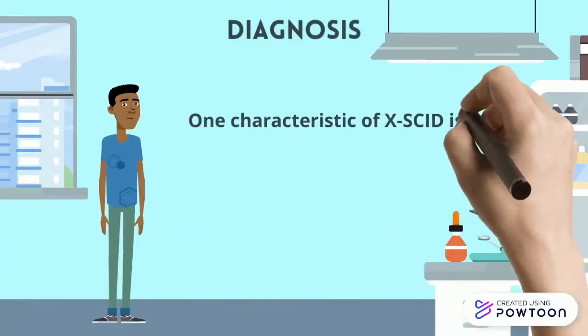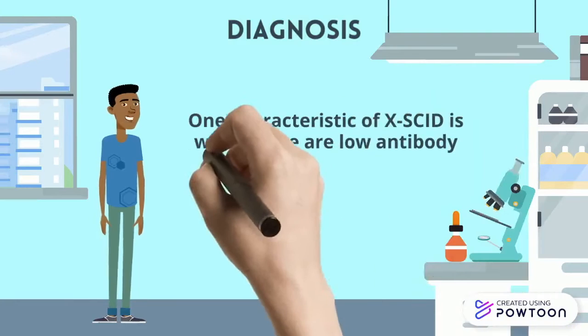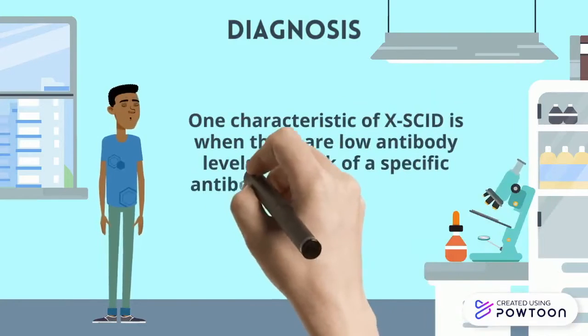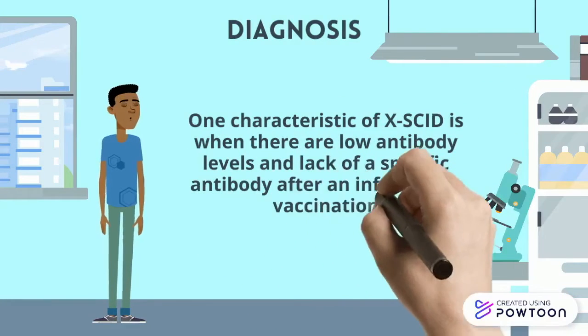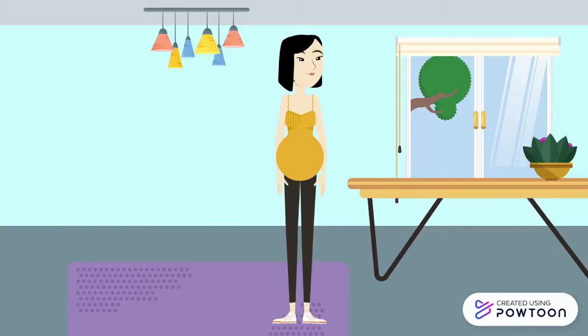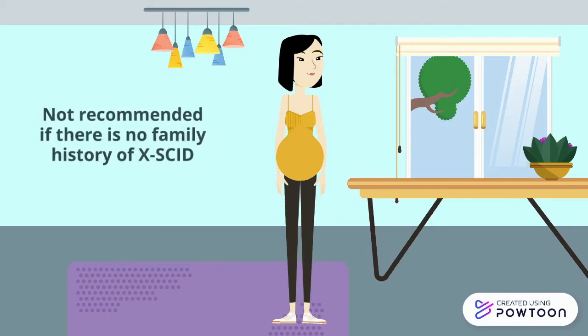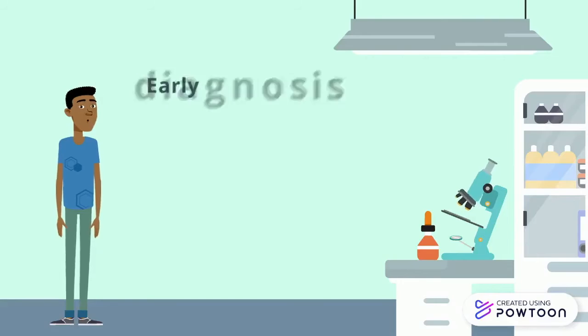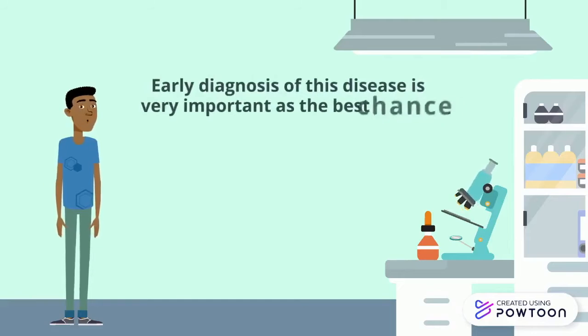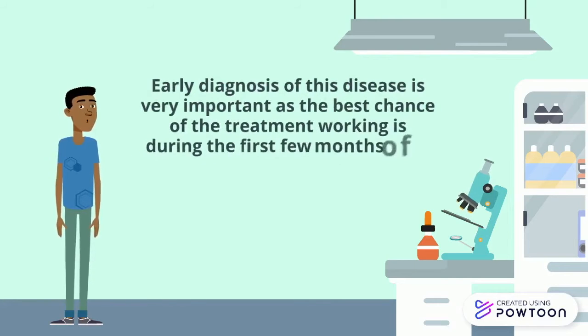One characteristic of XSCID is when there are low antibody levels and lack of specific antibody after an infection or vaccination. If the mother is pregnant and the family has a known mutation leading to XSCID, the baby will be tested for the disease by sequencing DNA from the fetus. Since this test is very expensive, it is not recommended if there is no family history of XSCID. An early diagnosis of this disease is very important as the best chance of treatment working is during the first few months of an infant's life.